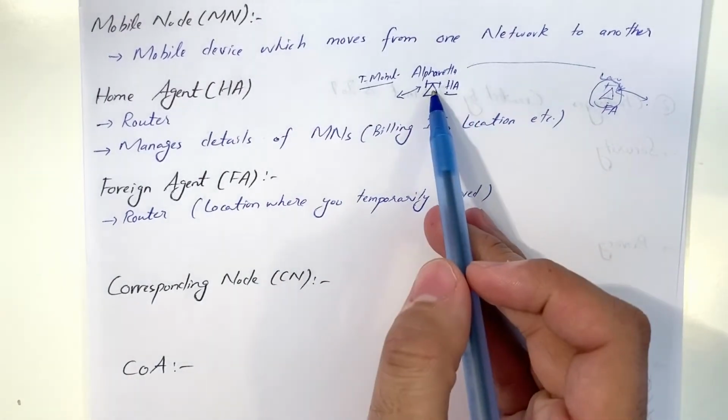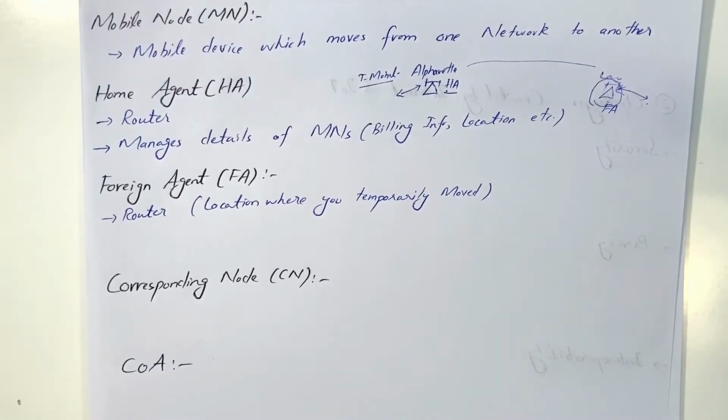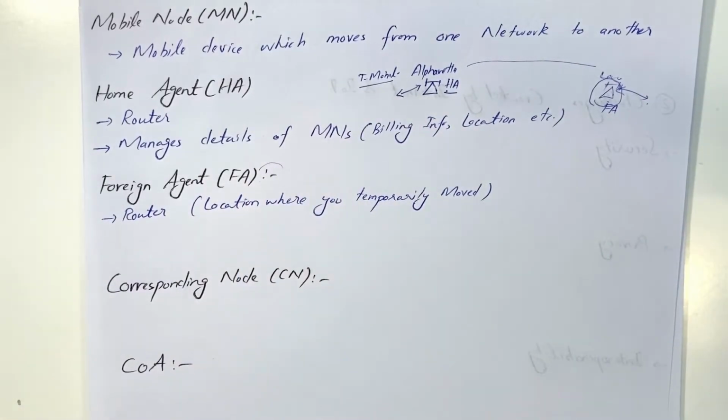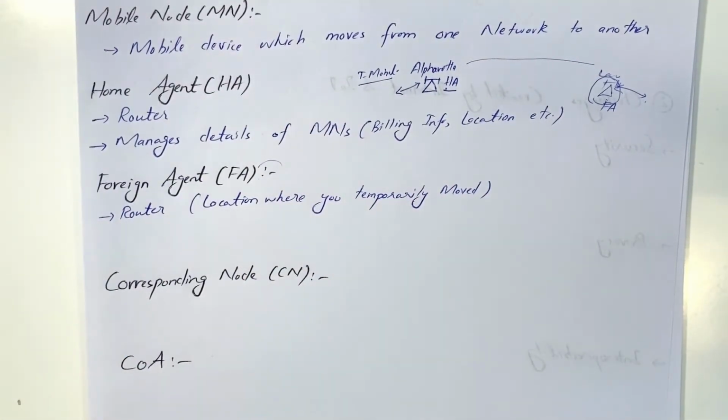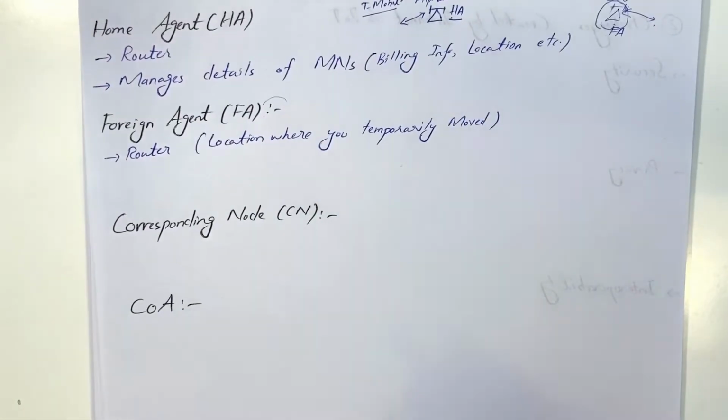So your home agent could act as a foreign agent for anyone who just temporarily moves or visits Alpharetta. Okay, so a foreign agent could be a home agent for those who are visiting that area, and the home agent could be a foreign agent for those who are visiting your area, in fact.